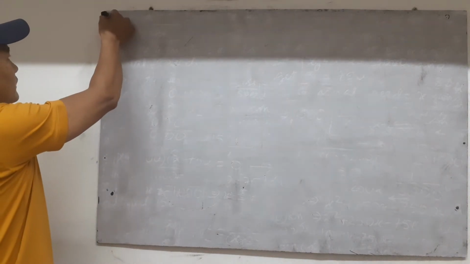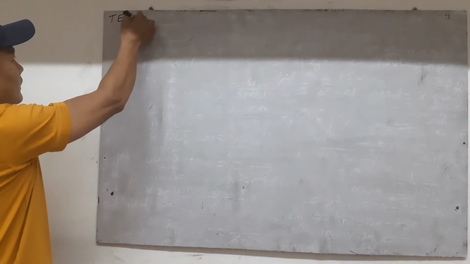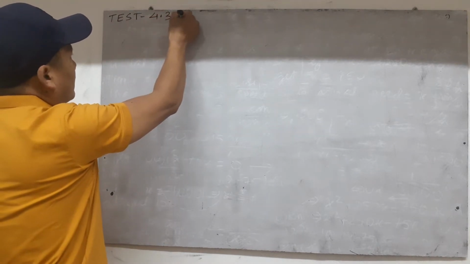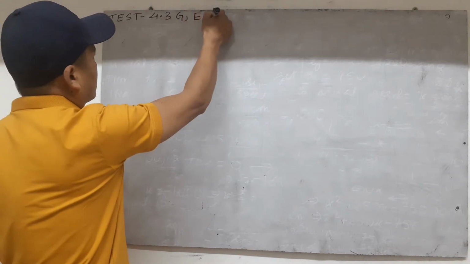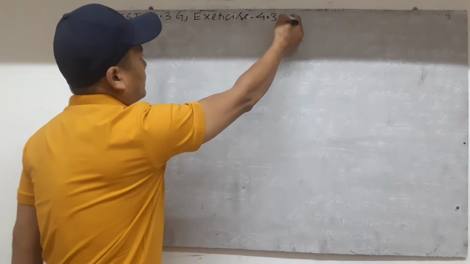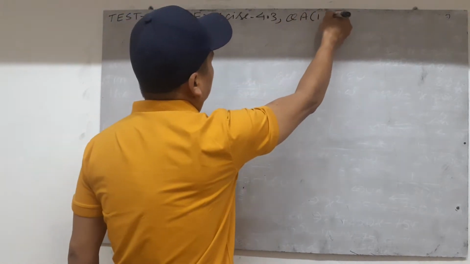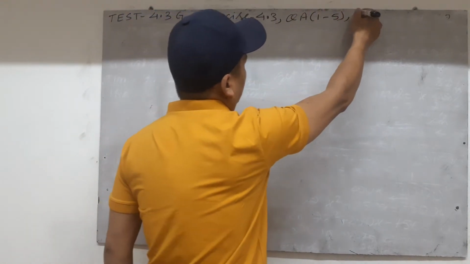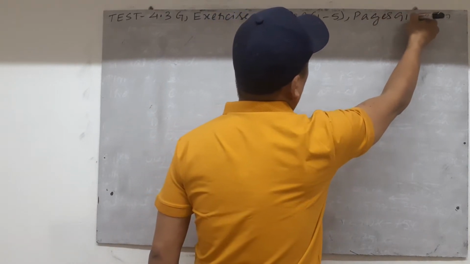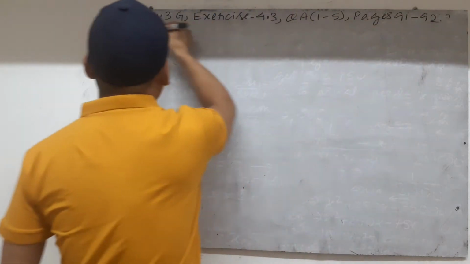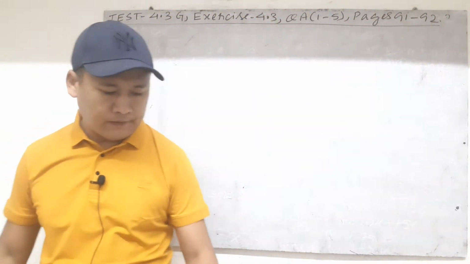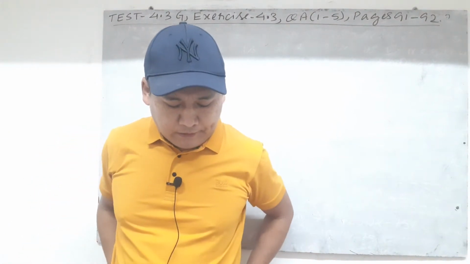Okay, so the last test in this exercise, test 4.3G. This is under your exercise 4.3. These questions here, question A, 1 to 5, you will find this on textbook pages 91 to 92. So write along with me the portions there. Follow me closely, it's not hard.